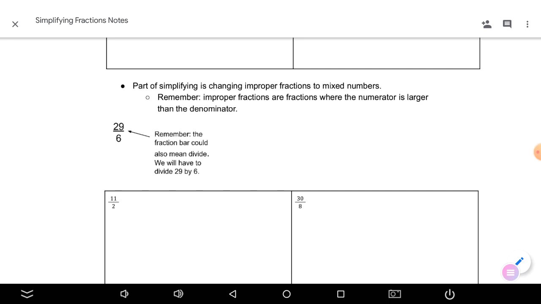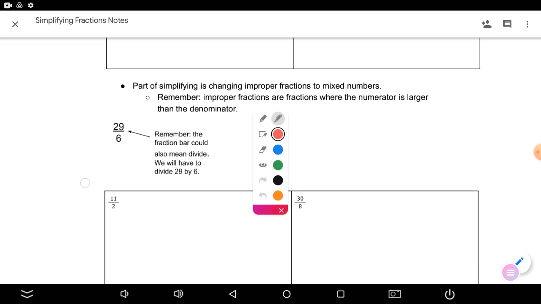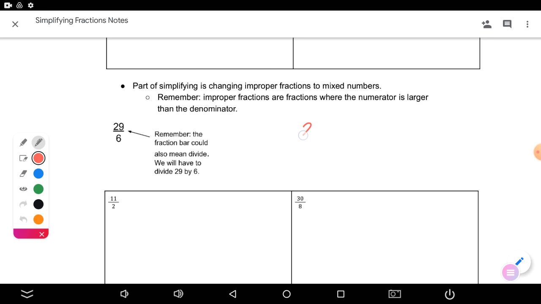Improper fractions to mixed numbers. We've already done this year, so I am going to do a couple examples quickly and then we're going to move on again. 29/6. Remember, that is just saying 29 divided by 6. Avery, how many times does 6 go into 29? 4 times. 6 times 4 is 24. What do I do with my remainder, Paxton? You put it after 4. 4 remainder 5.